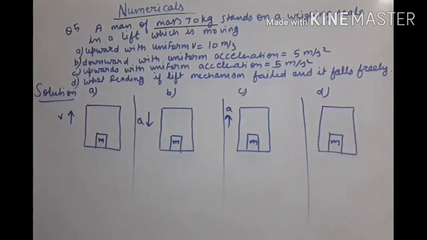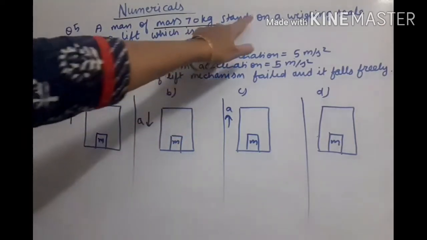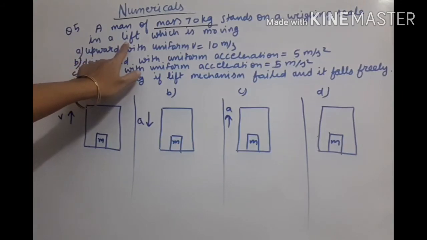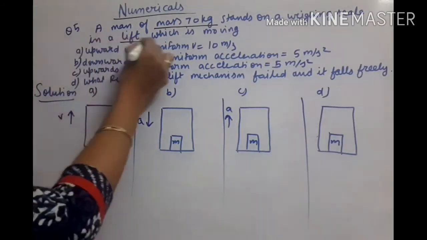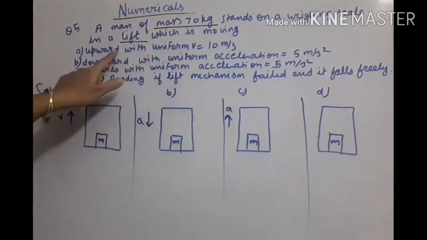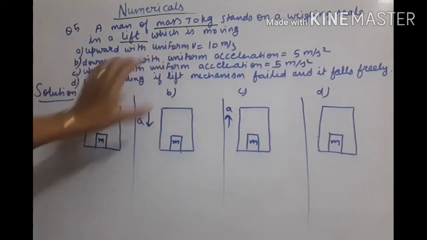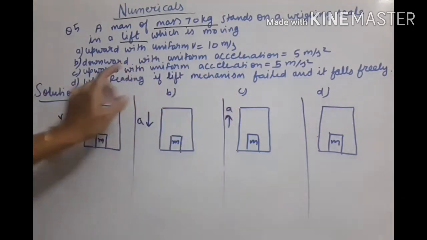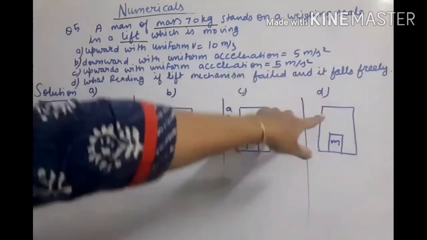Mass of the person is 70 kg. He stands on a weighing scale in a lift. Okay, the lift cases are: moving upward with uniform velocity, downward with uniform acceleration, upward with uniform acceleration, and lastly freely falling.